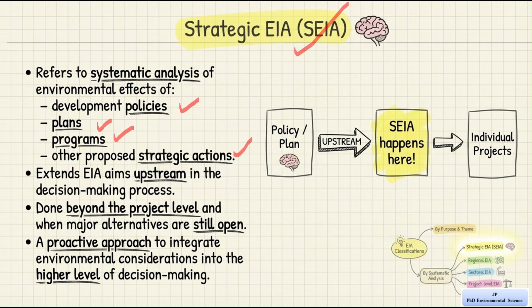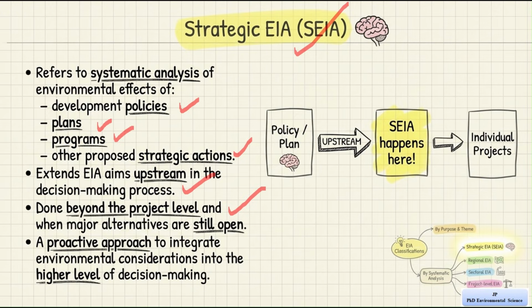Then SEIA is done early, before final decisions are made. Upstream means at the beginning stage. So it is done early. Example, before building factories, first check the environmental impact of the plan itself. Not for one small project, it is done at a bigger level. It happens when we still have many choices and options. Example, choosing between an industrial zone in area A or area B, SEIA helps decide which option is better.